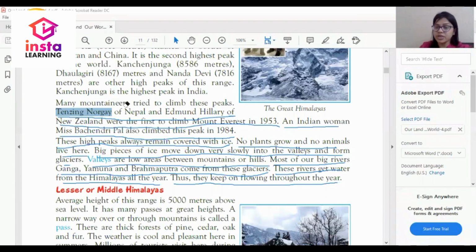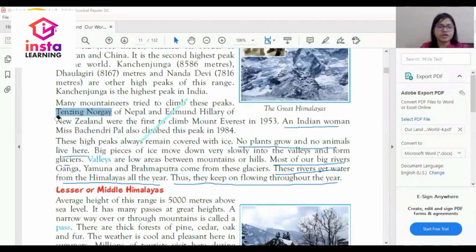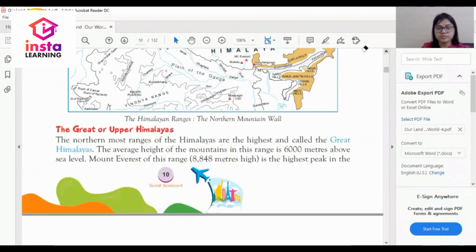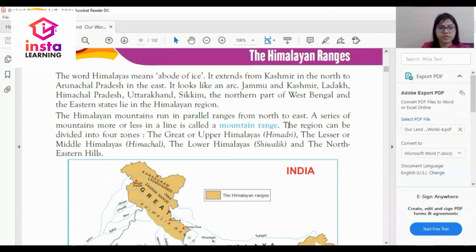So dear student, again this is a very important part of this chapter. So let's discuss lesser or middle Himalayas, which is the second part of the region, which is divided into four zones. So let's discuss the second one, which is the lesser or middle Himalayas, which is also called Himachal.